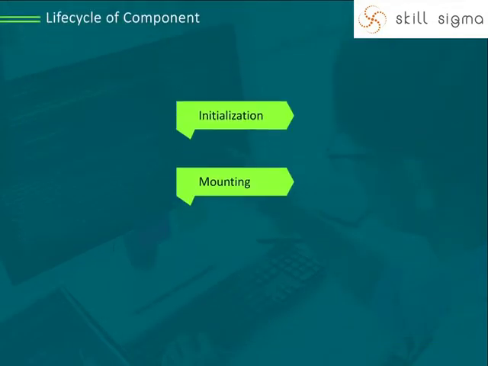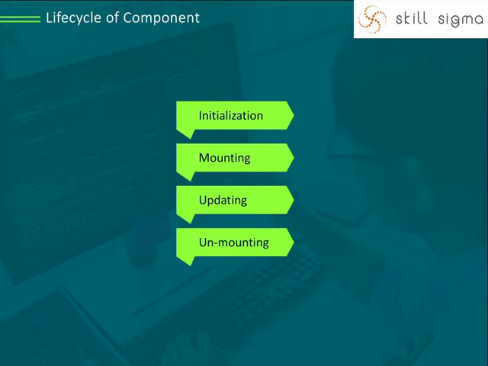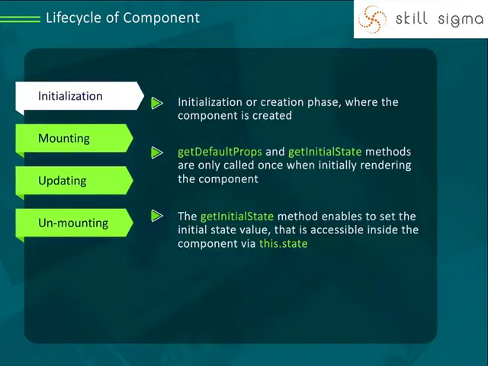Let's discuss each stage in detail. In initialization, or creation phase, a component is created. Both getDefaultProps and getInitialState methods are called only once, when we are rendering the component. The getInitialState method enables us to set the initial state value, which is accessible inside the component via this.state.